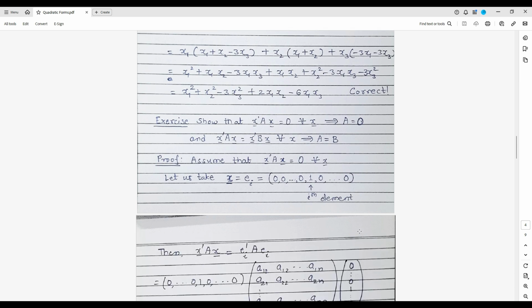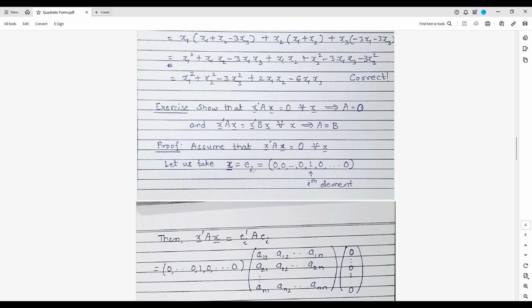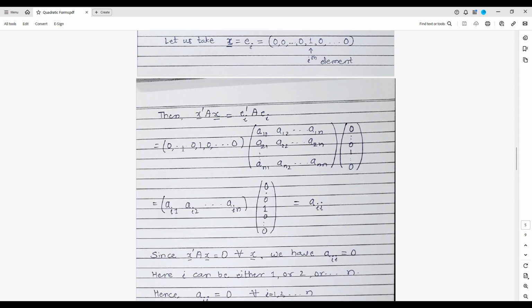So assume that x prime Ax is equal to 0 for every x. So it is true for every x in R^n. So we choose a particular value of x which is denoted by ei, and this ei has all elements 0 except the ith element, and the ith element is taking one particular value which is 1. So if we take x equal to ei, let us see what we get. When we take x equal to ei, then x prime Ax is ei transpose A ei.